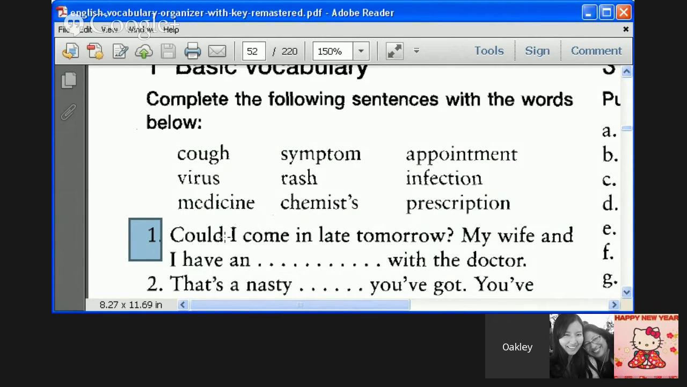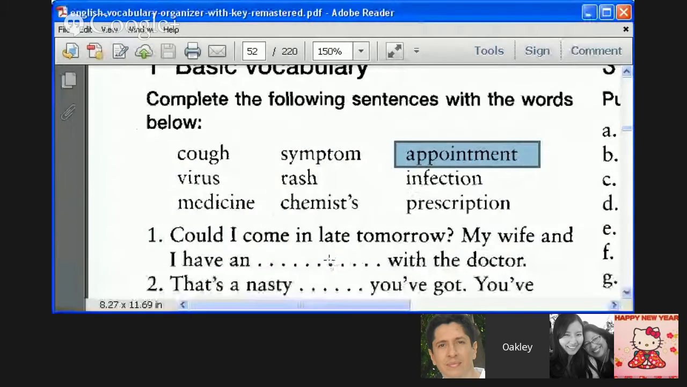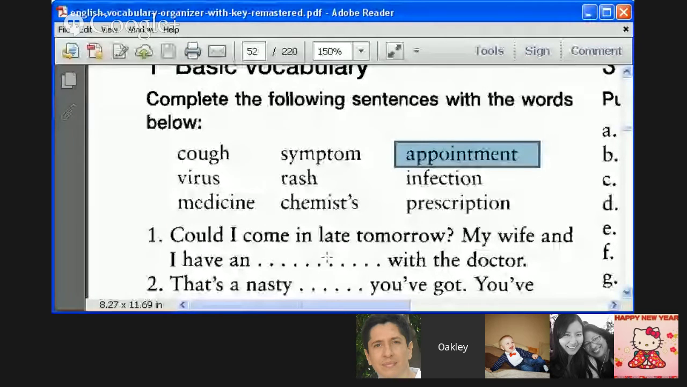Could I come in late tomorrow? My wife and I have an appointment with the doctor. Very good. An appointment with the doctor. Of course, we normally make an appointment. We set up a specific time to meet the doctor.